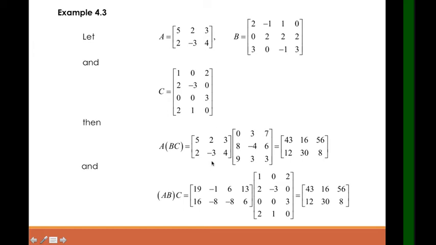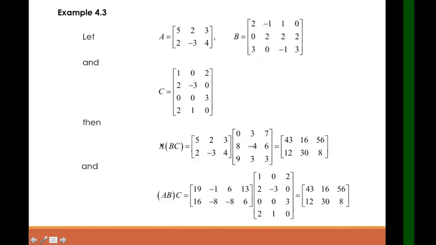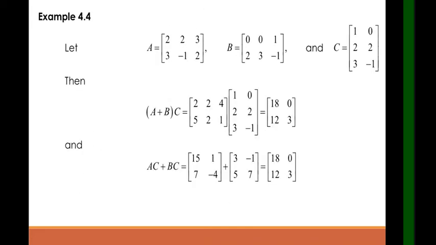Therefore, as a conclusion, based on the properties, A quantity BC is equal to quantity AB times C. It is proven from this example, based on property letter A of matrix multiplication.